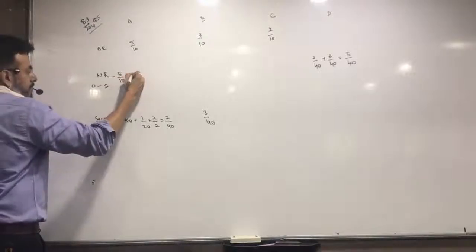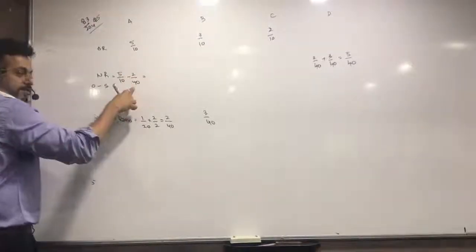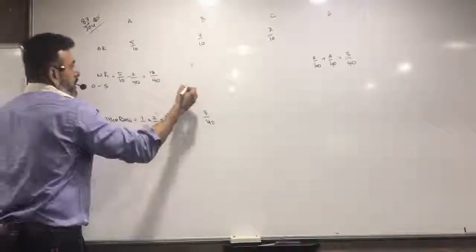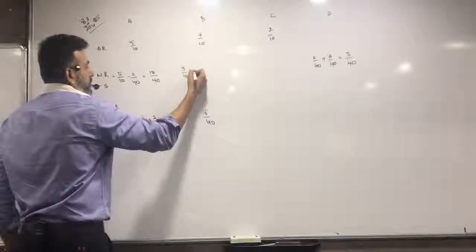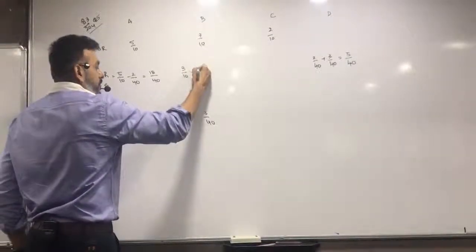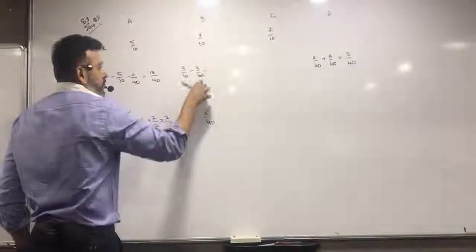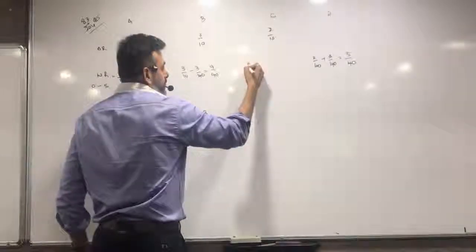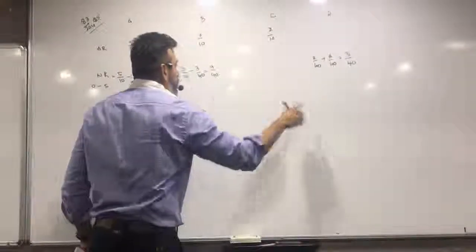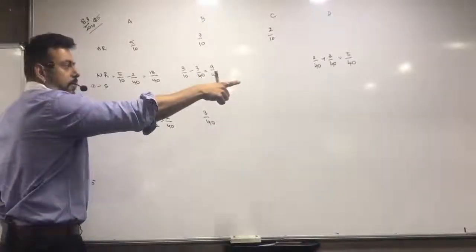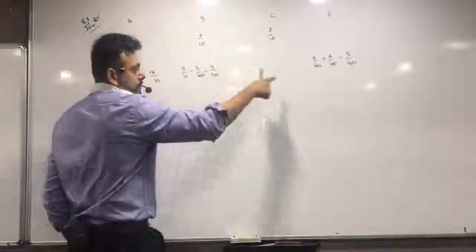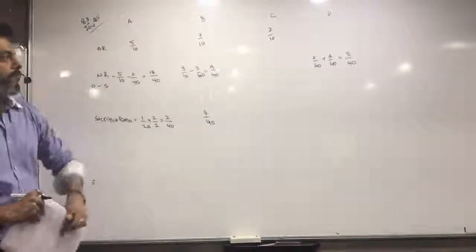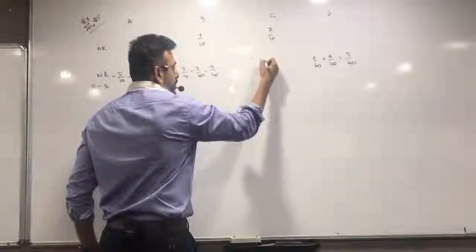So 5 by 10 minus 2 by 40. LCM is 40. 4 5s are 20 minus 2 is 18 by 40. 3 by 10 minus 3 by 40, 12 minus 3, 9 by 40. And this is 2 by 10. Wait, what we can do is take the remaining one. Okay, 18 and 9 and 5. 18 and 9 is 27 and 5 is 32. So how much will remain? 8 by 40.